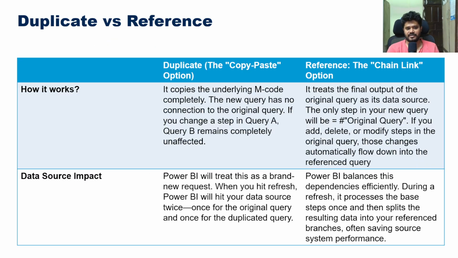I've made this table of general differences between the two. As you can see, the duplicate option is also called the copy-paste option. The reference is also called the chain link option. Duplicate copies the underlying M code and creates a new query which has no connection to the original query. For example, if you load a query, which can be an Excel source or a SQL or other database, it creates a new one when you click duplicate. And then if you change a step in query A, query B remains completely unaffected.